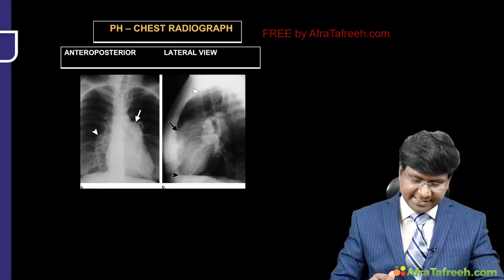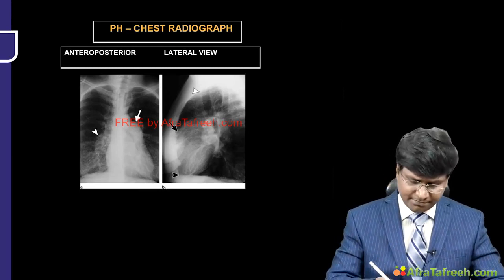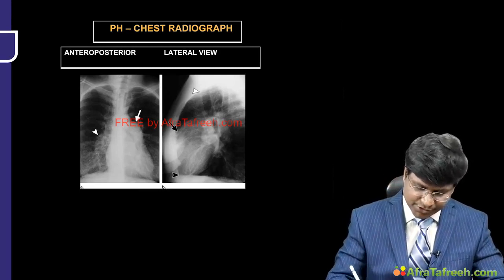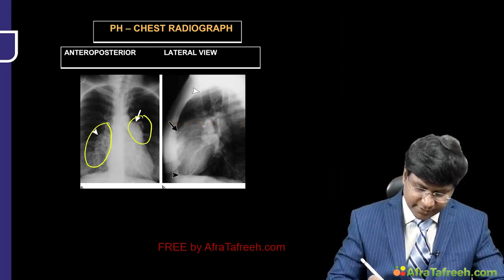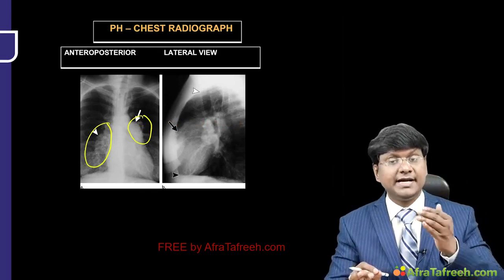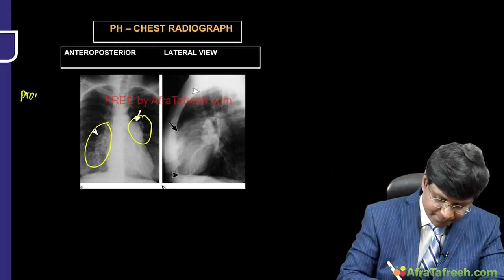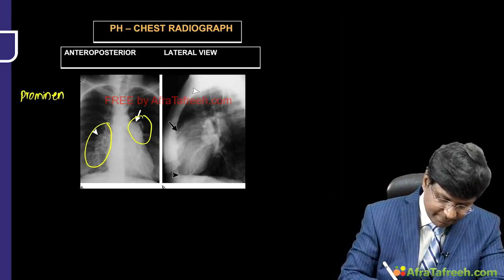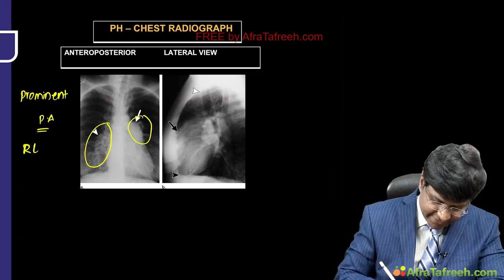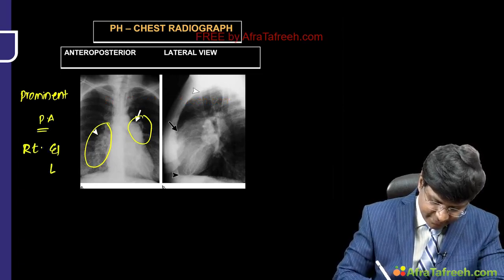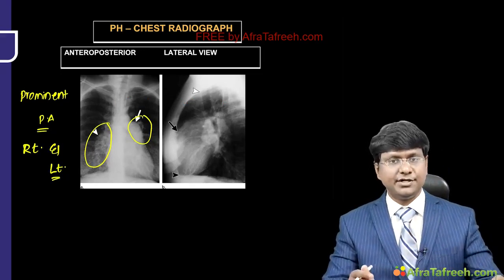Then followed by the ECG, the next investigation is the chest X-ray. So in the chest X-ray, what will you notice? You will notice that there is presence of prominent pulmonary arteries in the anterior-posterior view. Both right and as well as left pulmonary arteries are prominent. That is what is being seen in the anterior-posterior view.